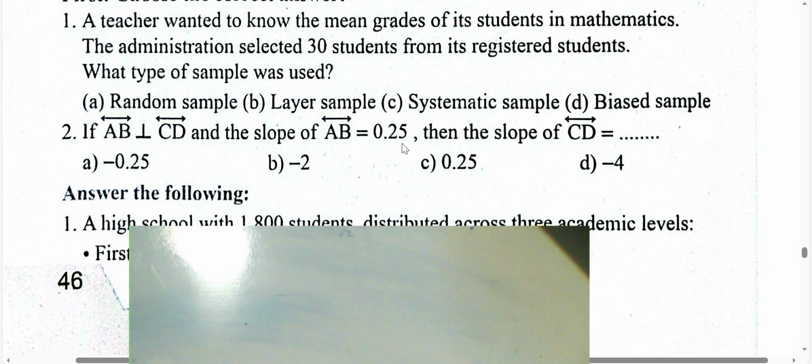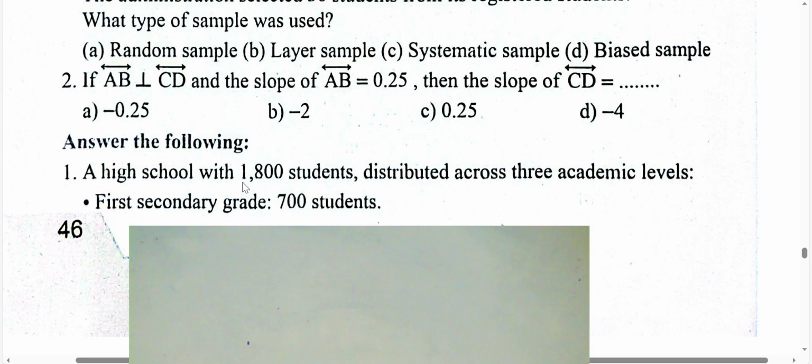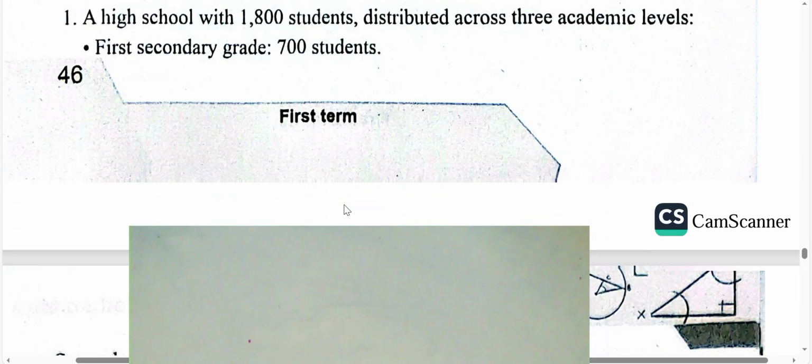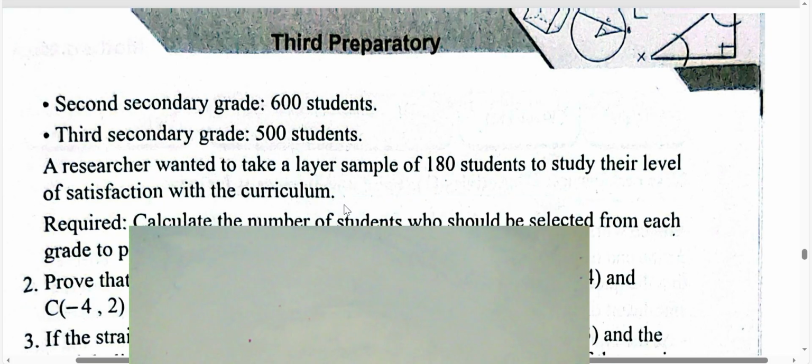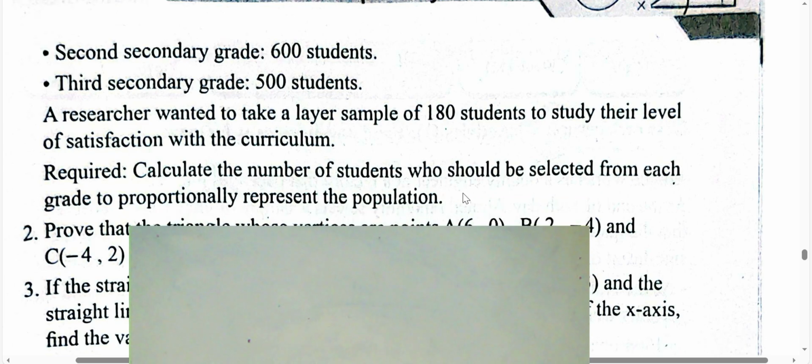Next question. Answer the following here. A high school with 1,800 students distributed across 3 academic levels. First, 700. And second, 600 students, and the third 500 students. A researcher wanted to take a sample of 180 students to study their level of satisfaction with the curriculum. Required to calculate the number of students who should be selected from each grade to proportionally represent the population.